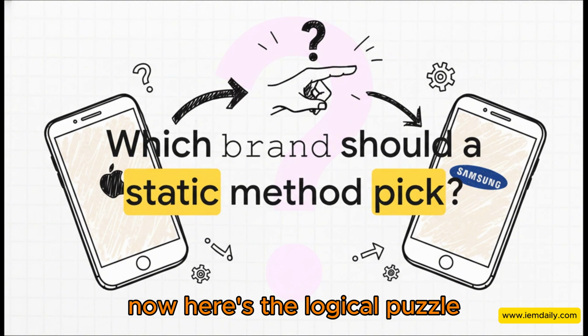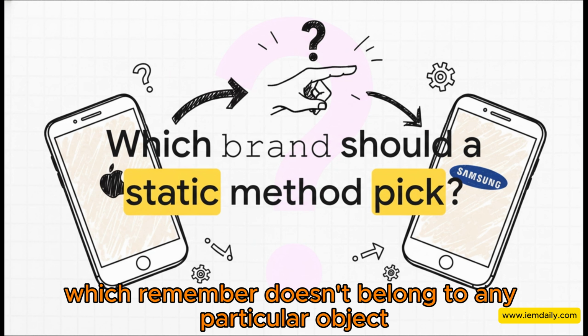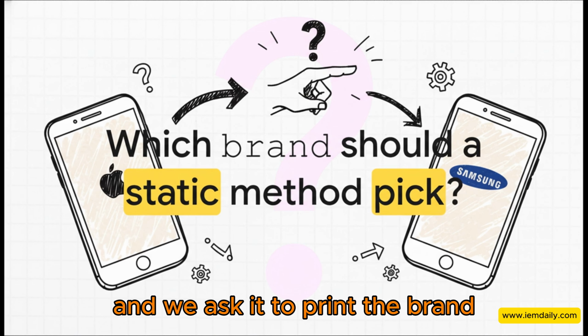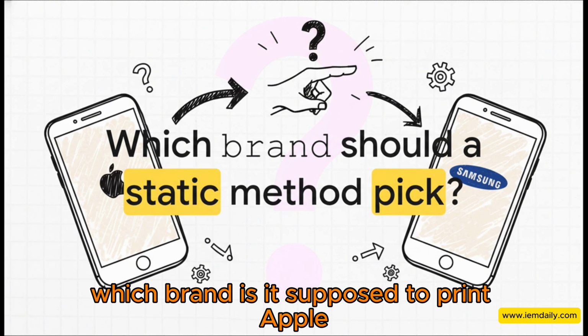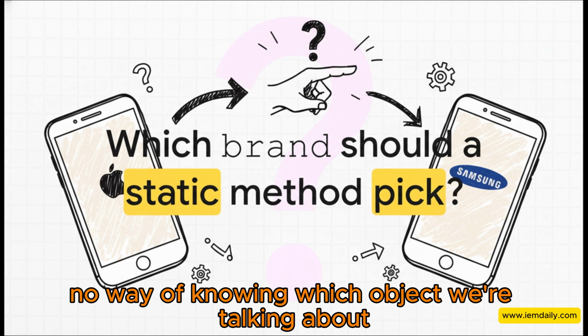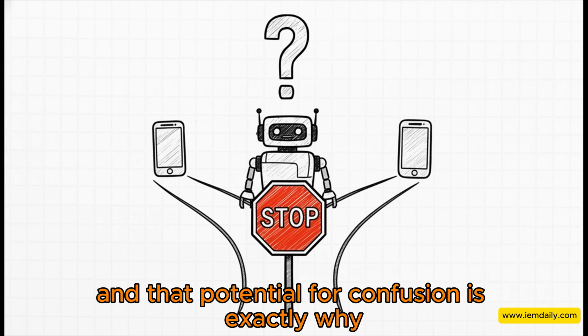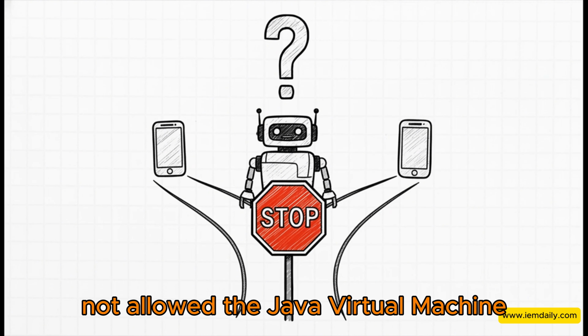Now, here's the logical puzzle. If we call that static method Mobile.show1, which, remember, doesn't belong to any particular object, and we ask it to print the brand, which brand is it supposed to print? Apple? Samsung? It has literally no way of knowing which object we're talking about because it was never connected to one. And that potential for confusion is exactly why Java just says, nope, not allowed.